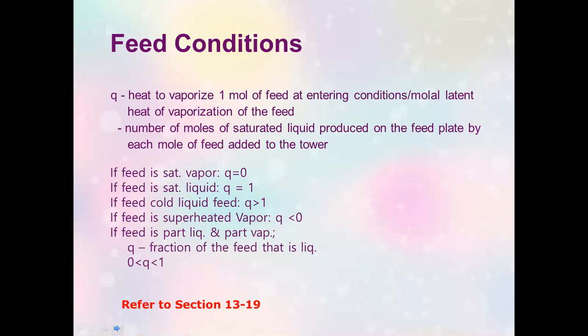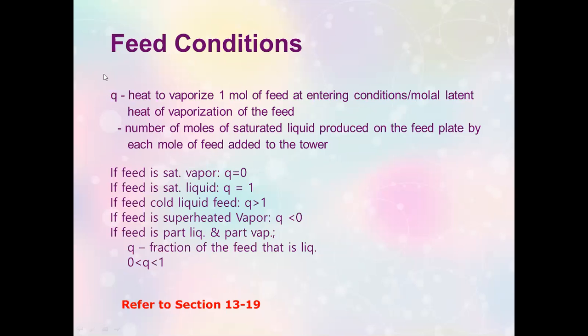Now, I have mentioned that the stripping section operating line is the last of the three operating lines that are drawn in the XY diagram, because the second line drawn after the enriching section operating line is the Q line. And this Q is defined as the heat to vaporize 1 mole of feed at entering conditions per molar latent heat of vaporization of the feed. This is how it's defined in one book. Another book defines it as the number of moles of saturated liquid produced on the feed plate by each mole of the feed added to the tower.